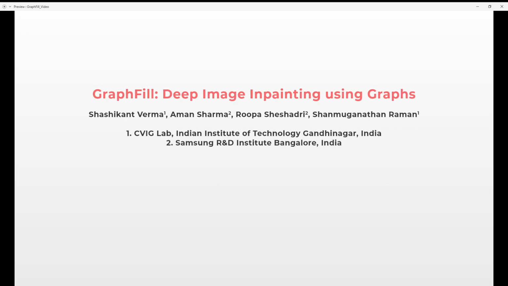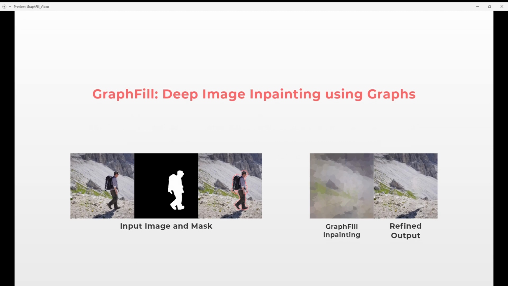We present GraphFill. GraphFill is a graph neural network-based deep learning framework that estimates plausible coarser information for inpainting, which a refined network then refines.